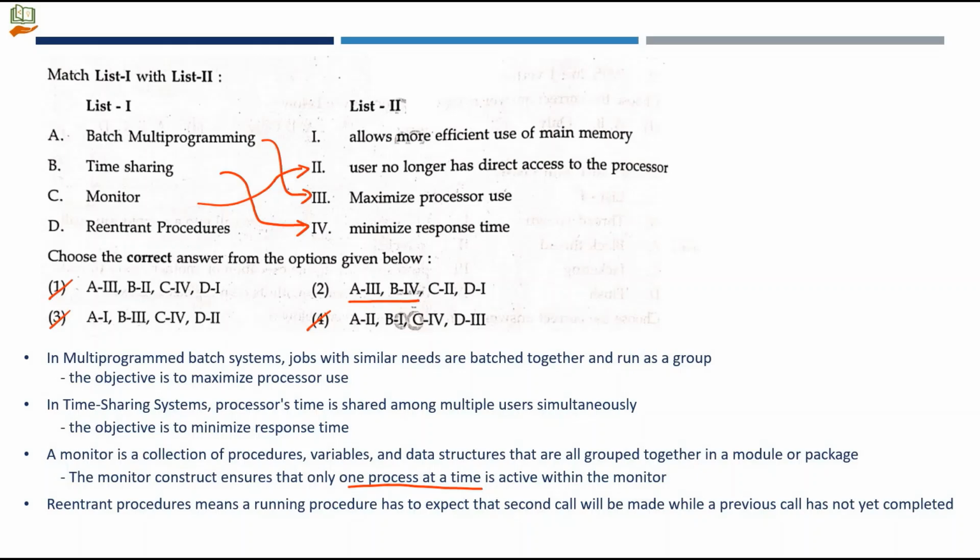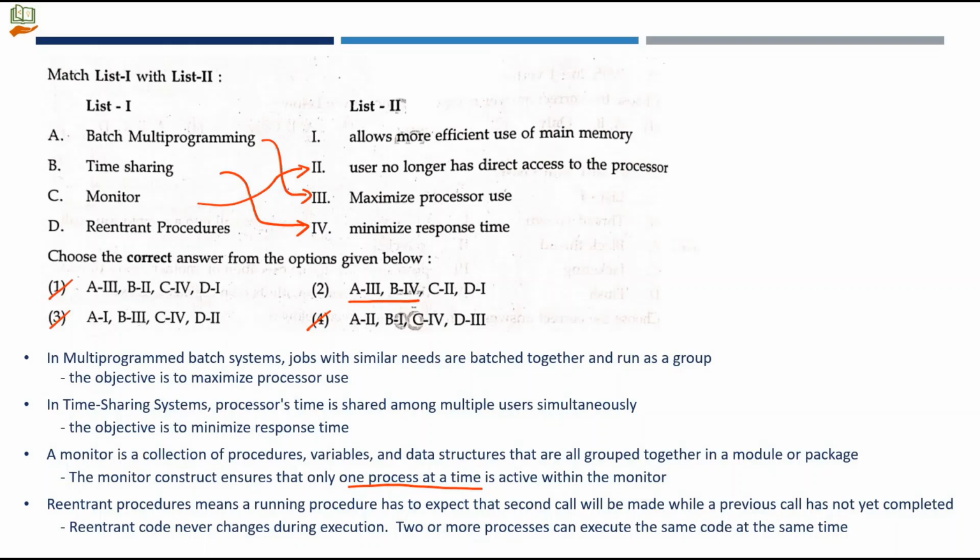Re-entrant procedures means a running procedure has to expect that second call will be made while a previous call has not yet completed. Re-entrant code never changes during execution. 2 or more processes can execute the same code at the same time. So when 2 or more processes are going to execute the same code at the same time, it allows more efficient use of the main memory. D will be mapping to 1. Option number 2 has C2 and D1. From this we can mark option number 2 as the right answer.